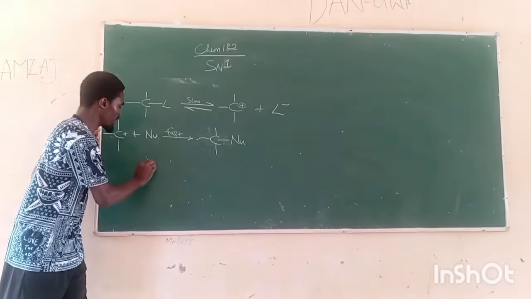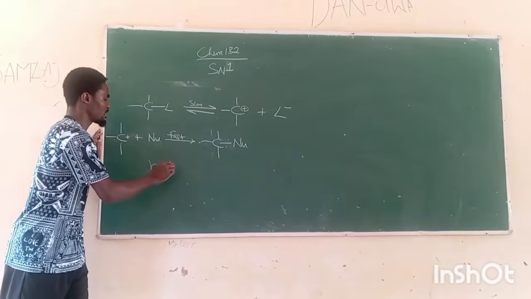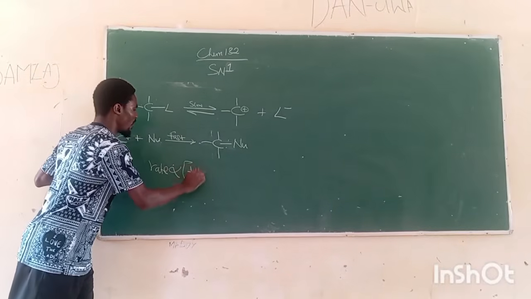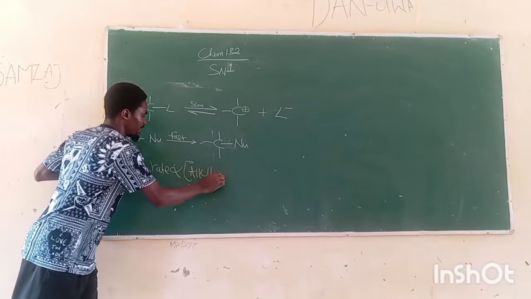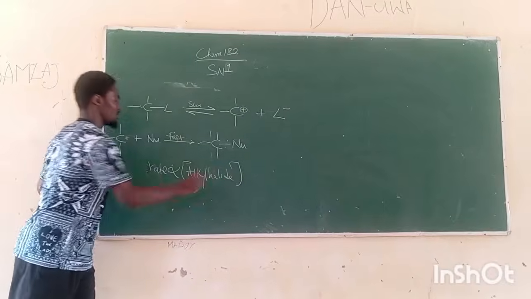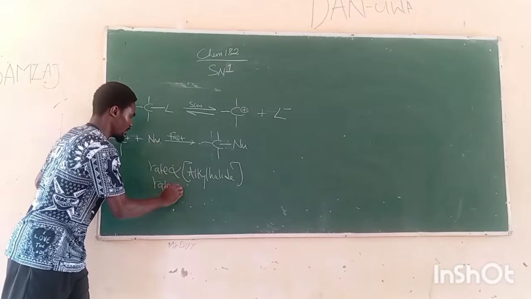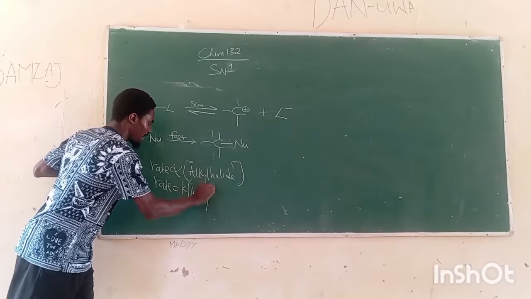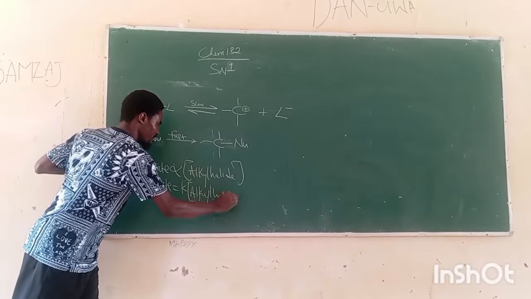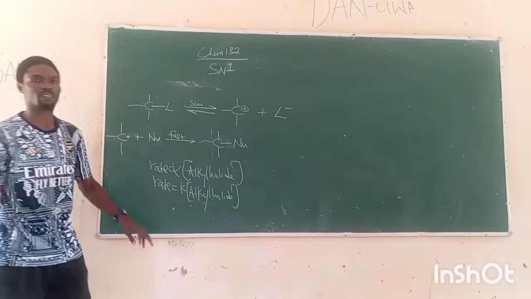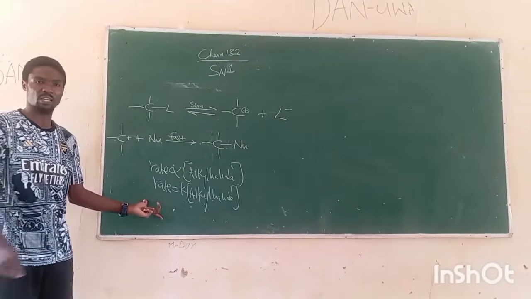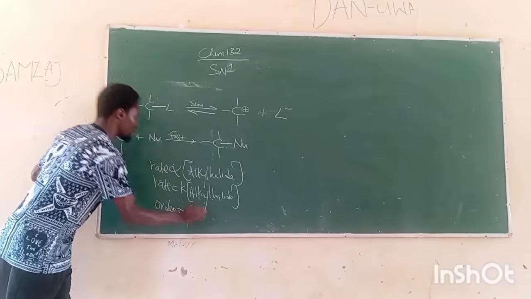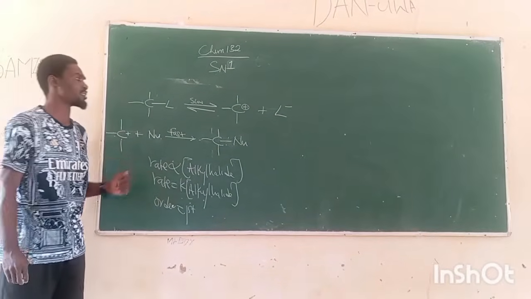So as a result, the rate of the reaction is directly proportional only to the concentration of our alkyl halide. So therefore, the rate is equal to k, our rate constant, times the alkyl halide concentration. So the order of the reaction is first order. So first order reaction, as you can see.